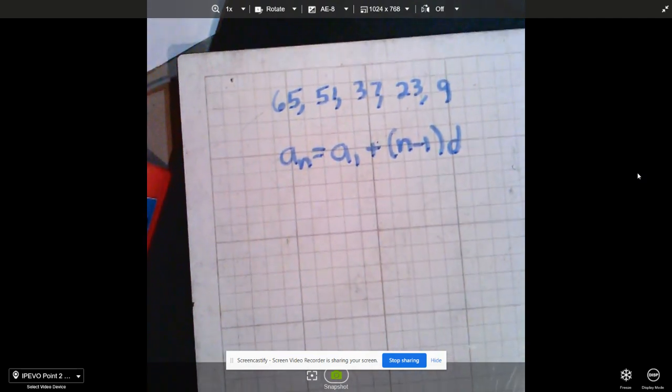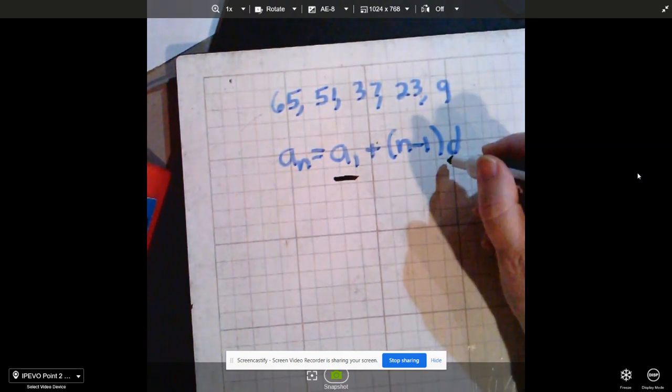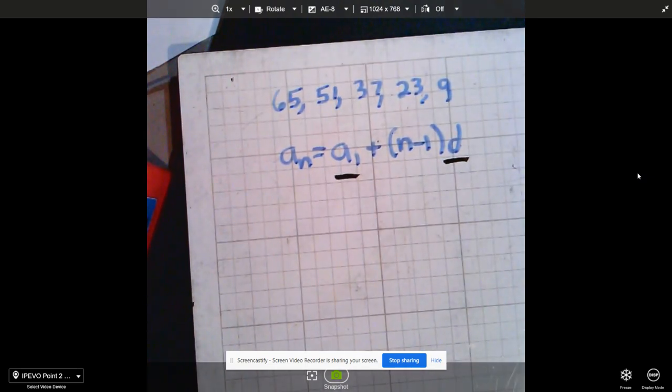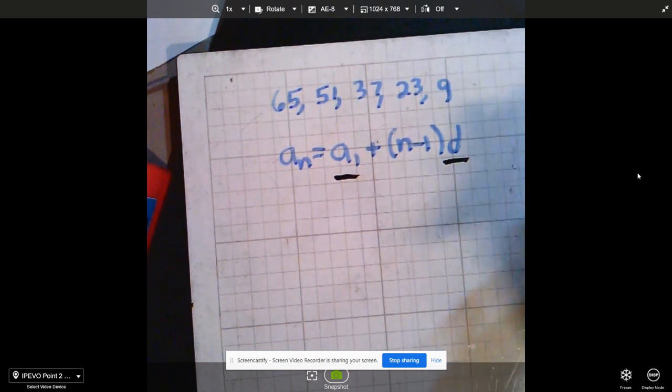times d. And in order to write the rule, I need to know what A1 is, and I need to know what D is. If I can find out what those two are, then I can go ahead and write my rule. All right, well, let's take a look here.